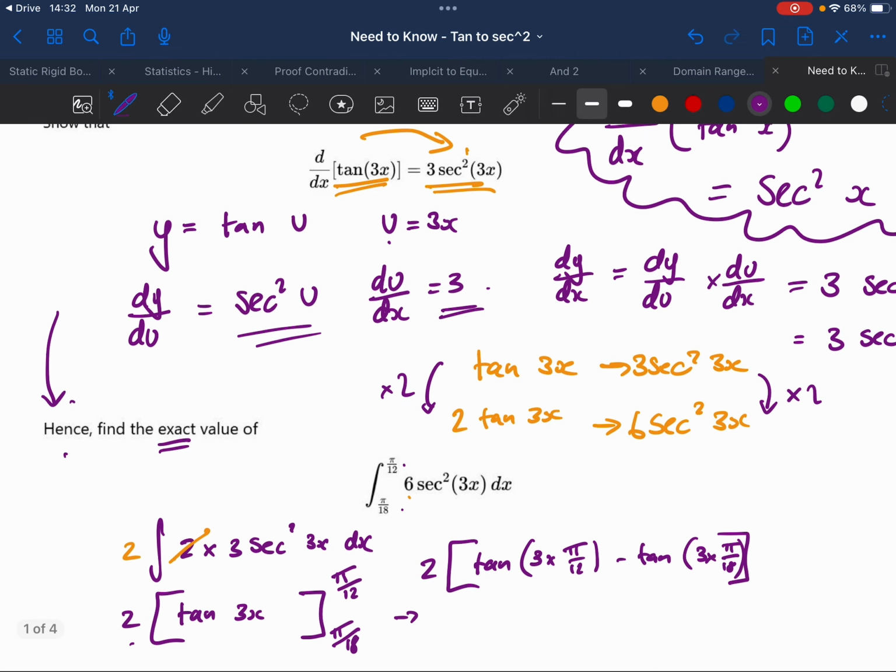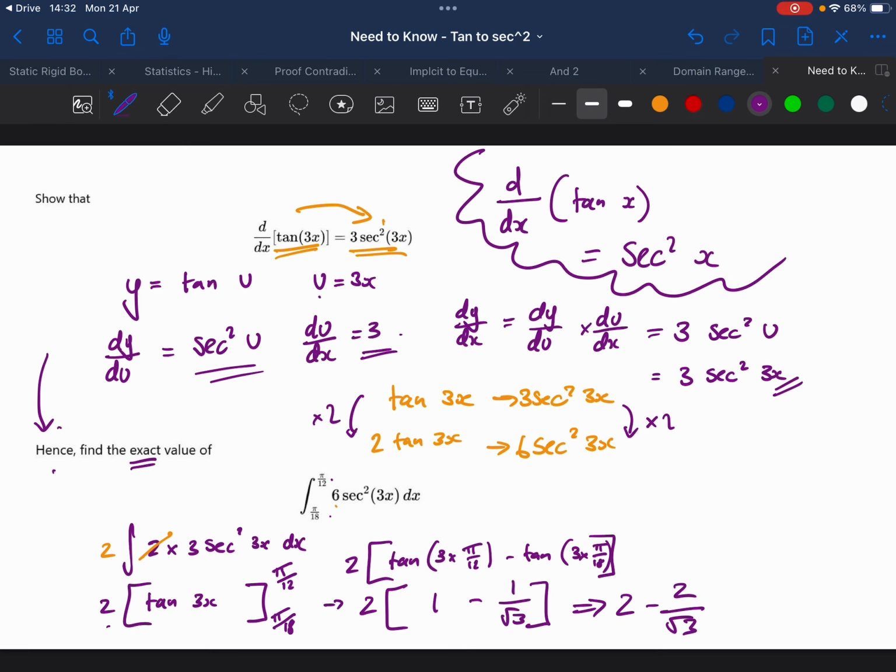If we do all of that, this turns into 2 being multiplied by, well, this is the same as tan 45, so it just gives you 1. And this is pi over 6, which is 1 over root 3. So the final answer is going to be 2 minus 2 over root 3. You can see the root 3 means that it's an exact form. So that's our first illustration of the result that tan differentiates to sec squared x and trying to apply that.